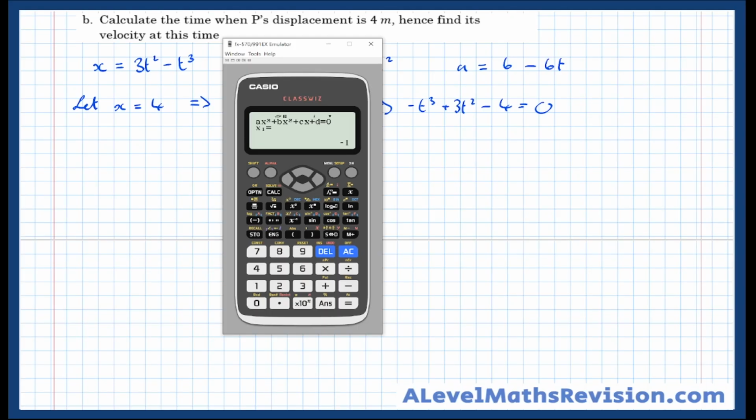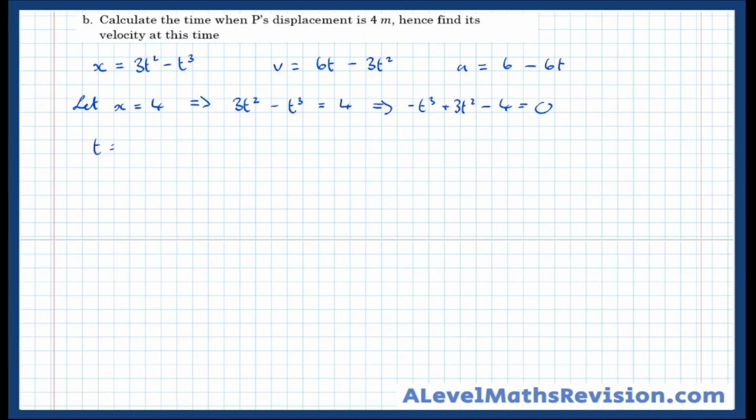So we get one of the roots as being t equals minus 1, which is invalid because the original question said t had to be bigger than or equal to 0, and t equals 2, and that's it. So t equals minus 1 is invalid since t has to be bigger than or equal to 0, and t equals 2. So we've calculated the time when its displacement was 4 meters.